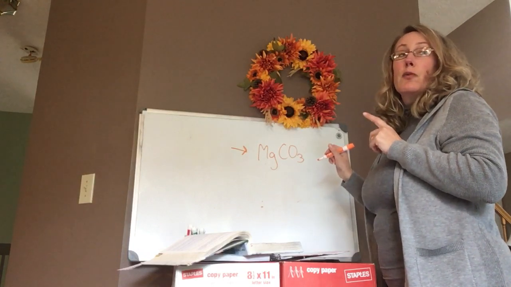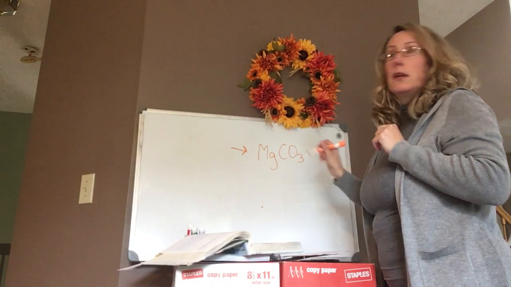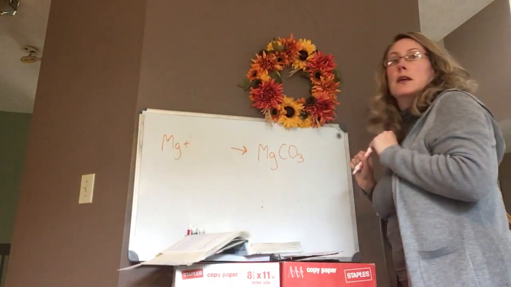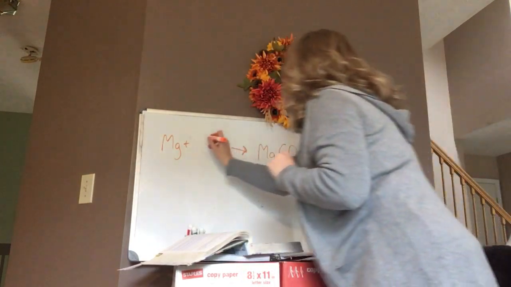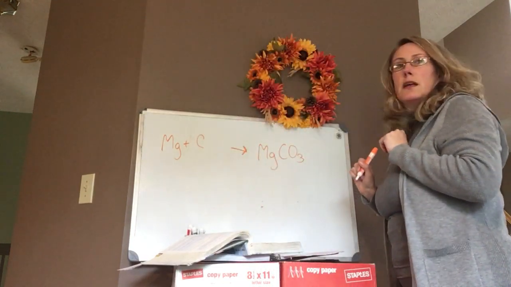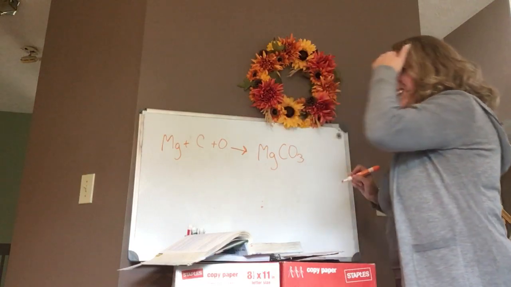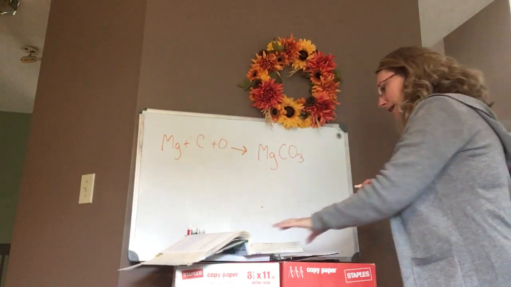So what kind of things do I have that I should start with over here? You don't need to know the name. What letters should I have? Mg. This is actually magnesium. Plus? Carbon. Yep, C is carbon. And? Oxygen. O is oxygen. Very good. Do I know anything about magnesium, carbon, and oxygen?